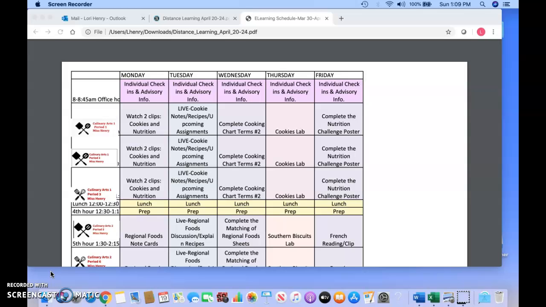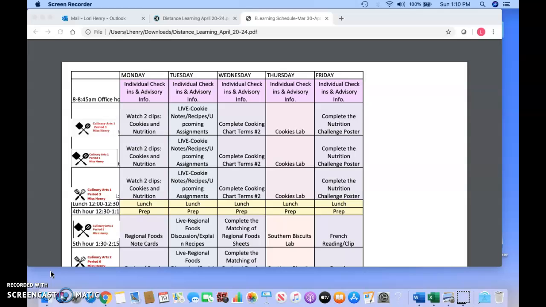Thursday is the day I designated for the lab this week, and that is Southern Biscuits. I will also be providing you the jambalaya recipe. The reason I'm giving you Southern Biscuits is I feel that most of you will have these ingredients at home. It's a lot of ingredients in the jambalaya recipe.